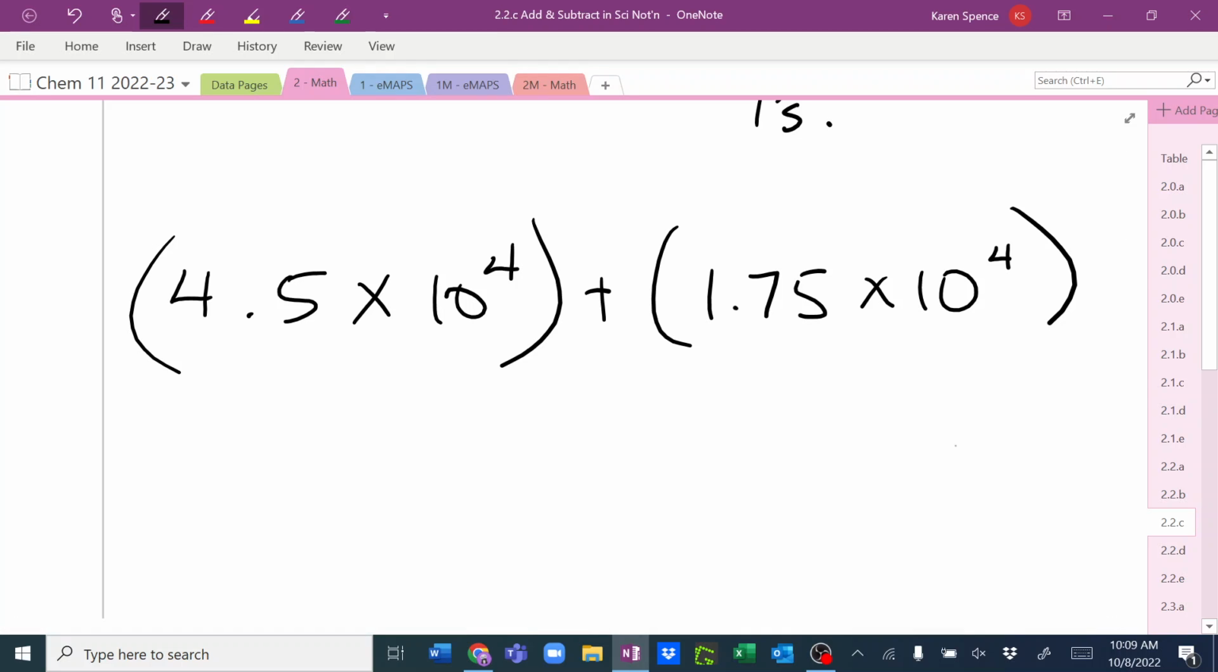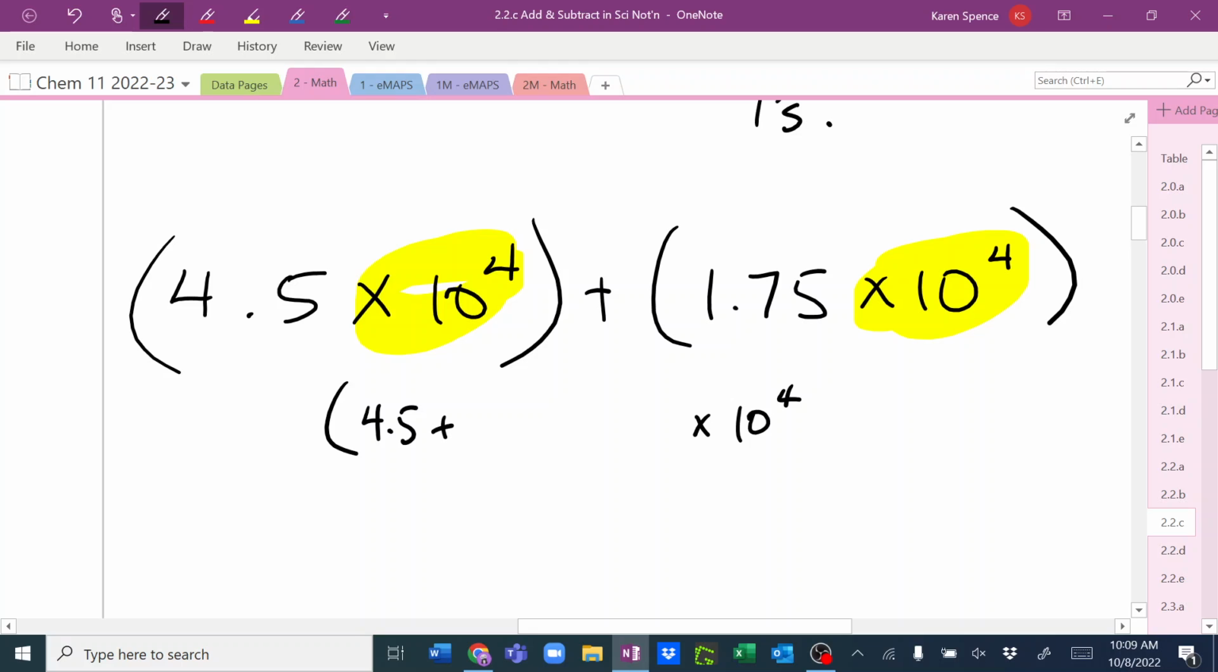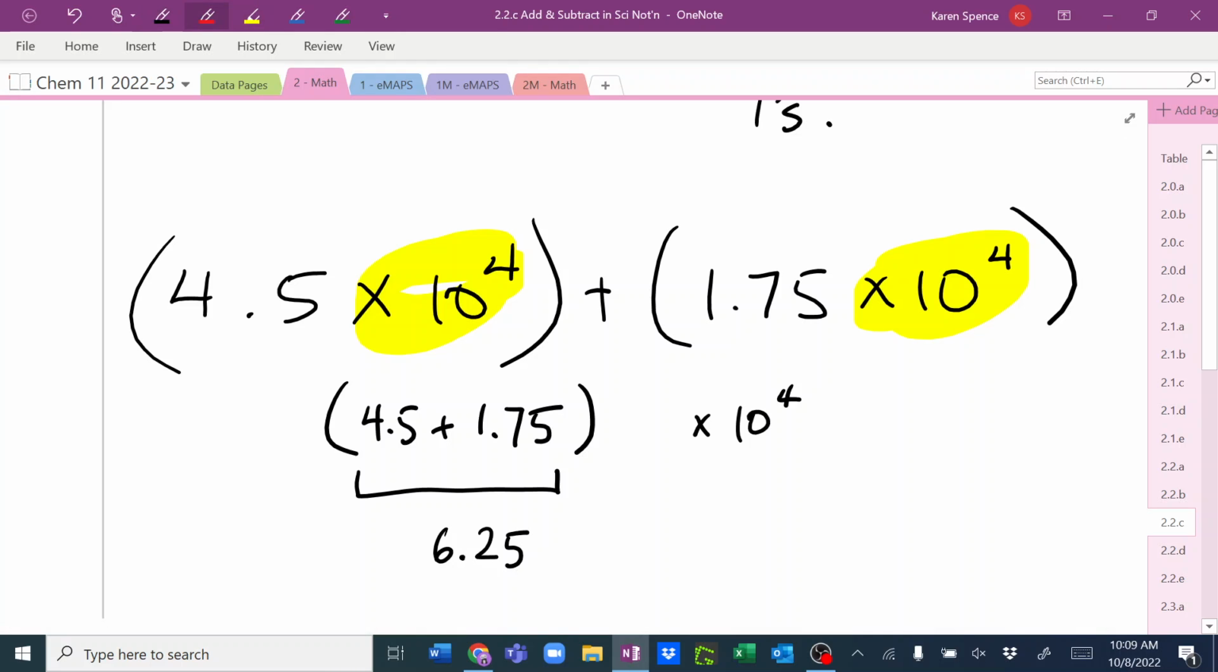So now I'm going to factor out my times 10 to the 4. All right, so that's going to be times 10 to the 4. And we have 4.5 plus 1.75. Okay. And if we add 4.5 plus 1.75, we get 6.25.